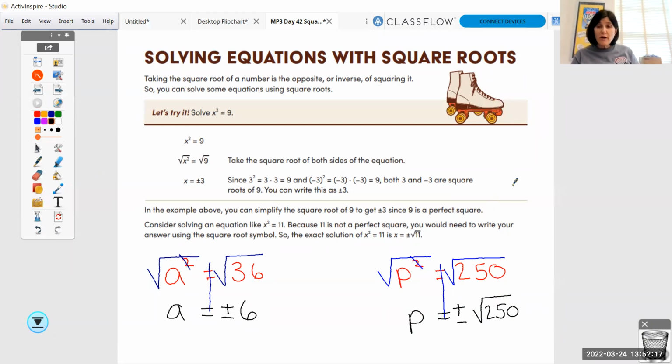So I would like you to pause the video right now and try a couple more on this page. You might need to try a few more, maybe try 5, see if you get it. And then when you feel comfortable with it, I'd like you to come back. So pause the video, try a few. We have one more thing to look at, and then you can finish all your practice.